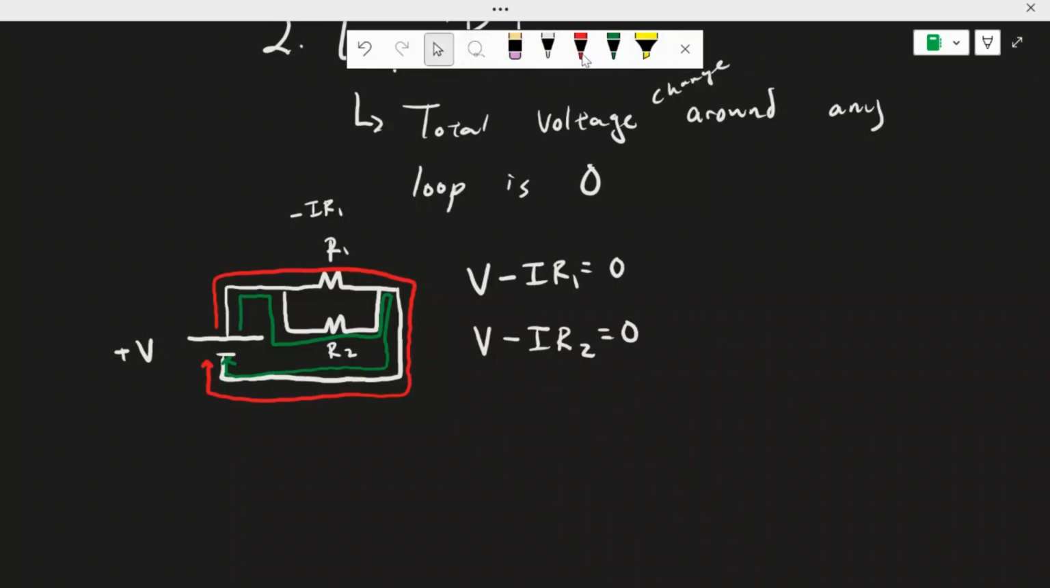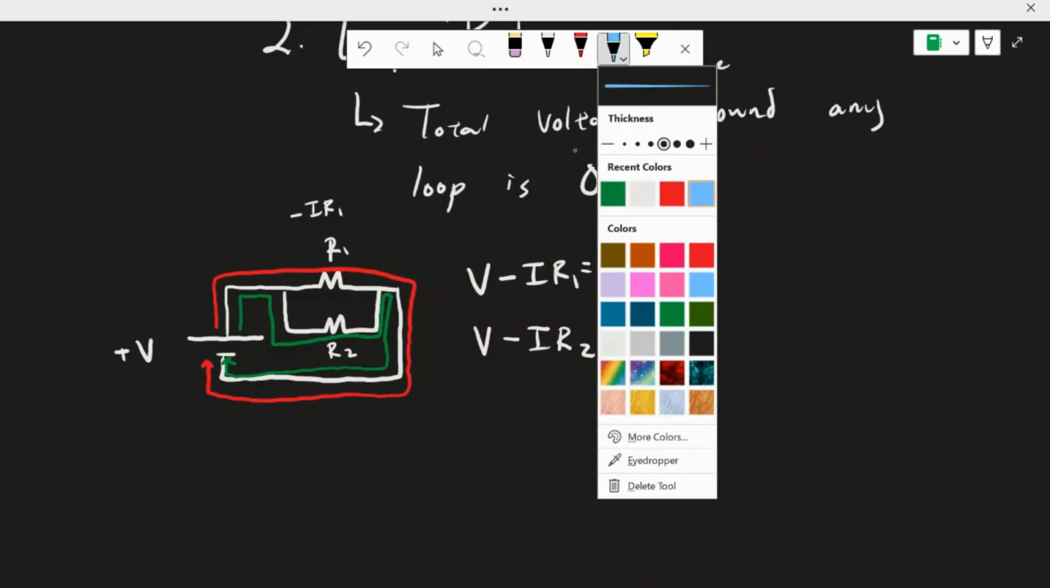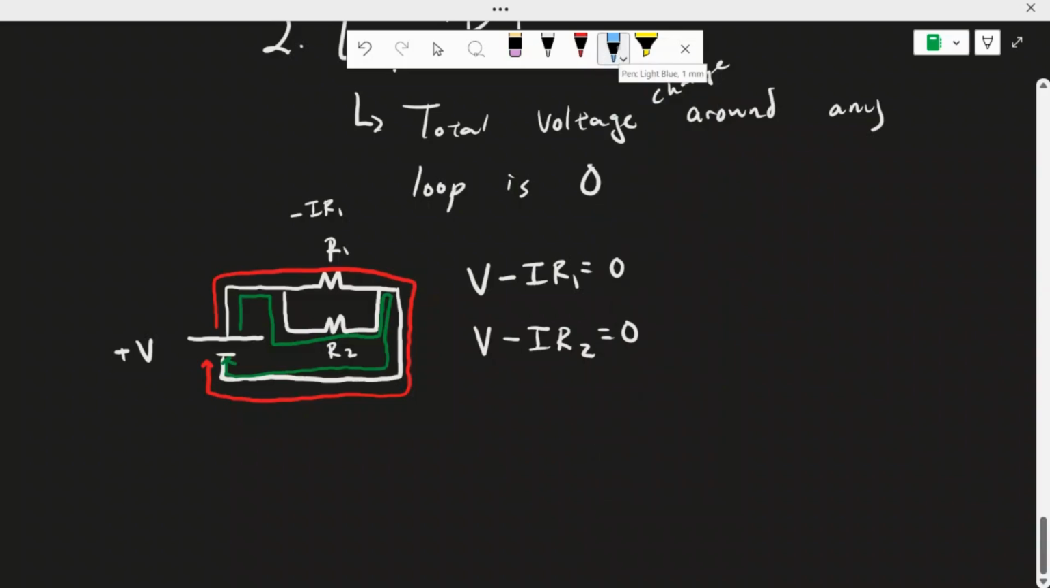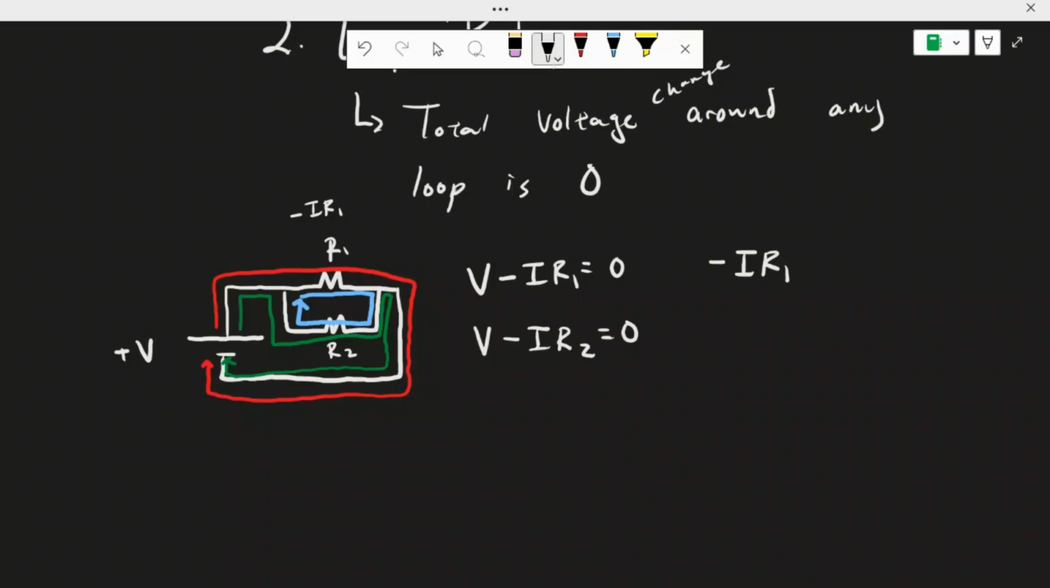Where this is cool, and where we haven't really talked about it so far, is with inner loops. So like this one right here. If we go this way, then this way, and this way, let's make this a loop now. When we start, we drop by some IR1. That's our starting point. We're going to drop voltage by IR1. But then we're going backwards across R2, so I'm actually going to add the voltage from R2.